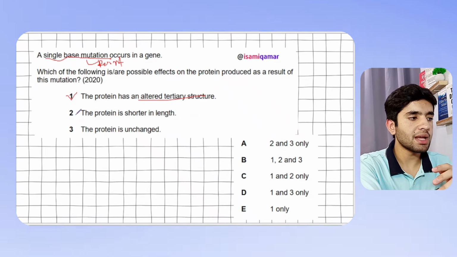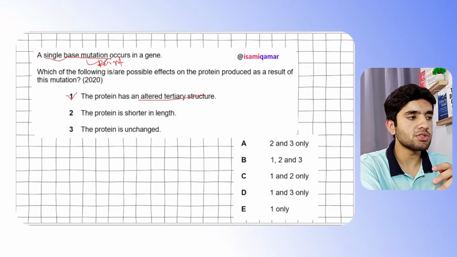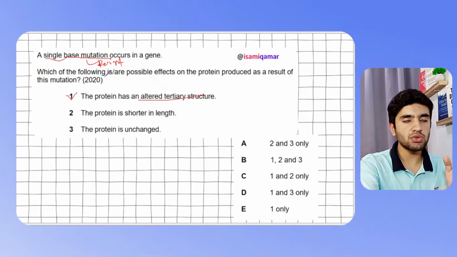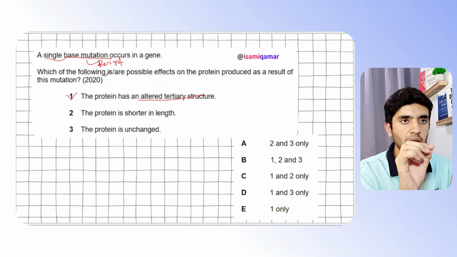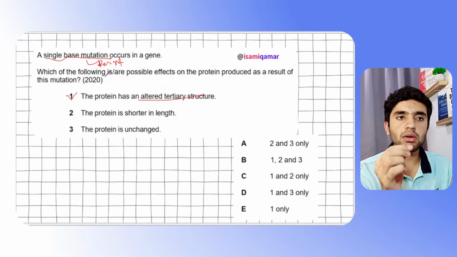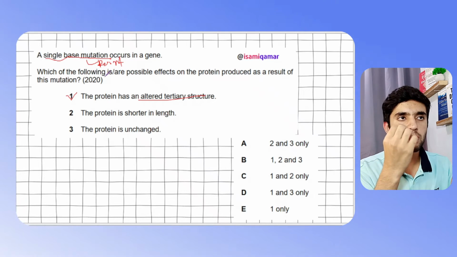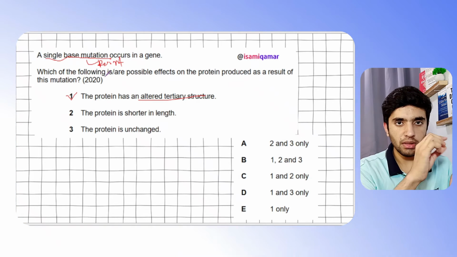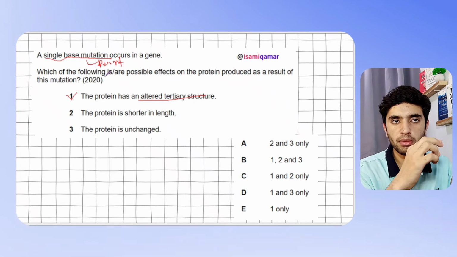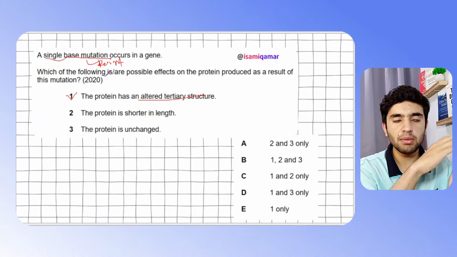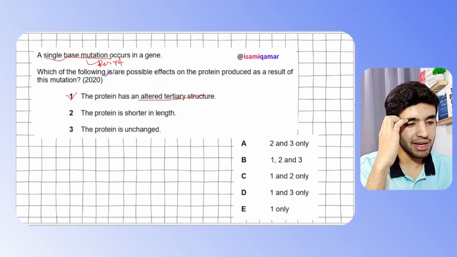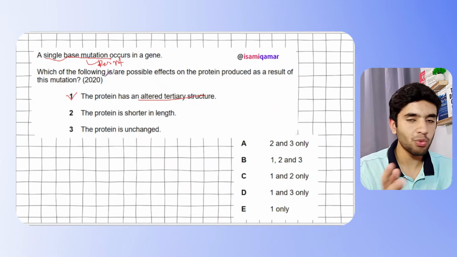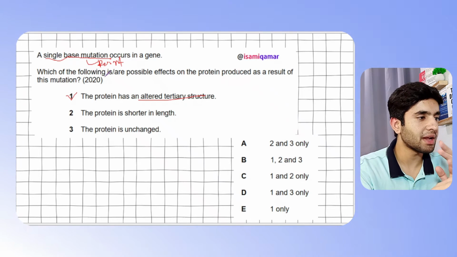The protein is shorter in length. So protein can be shorter in length because if in that gene where mutation occurs, there happens to be a codon that codes for a stop codon, that forms the amino acid that will cut. How should I explain? I can go very deep, but I don't want to go into that because this video is already getting lengthy.